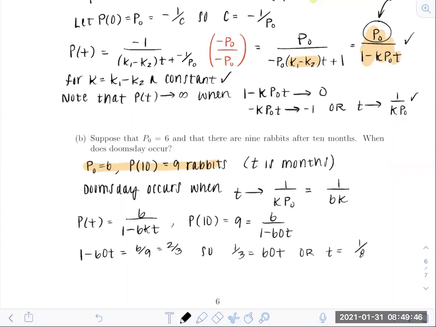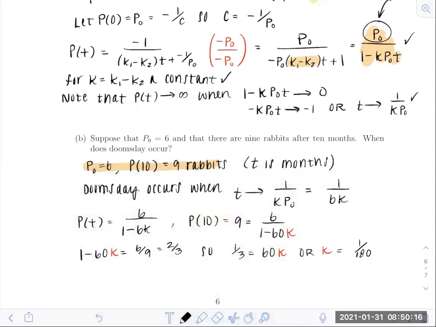These T's should be K's, so let's correct those. I'll write them in red. I plugged in 10 for T, but I acted like it was K. So let me fix that in red. This should be K, K, K. And then the same right here. All right, there we go. So K equals 1 over 180.